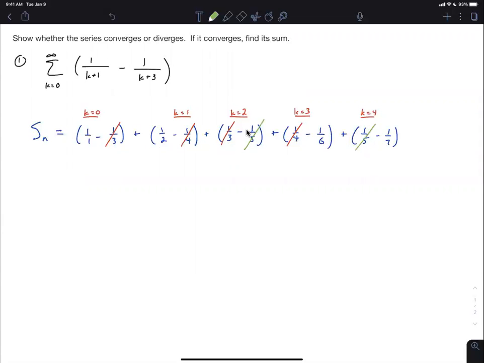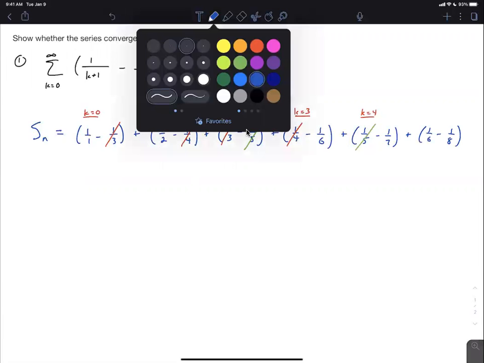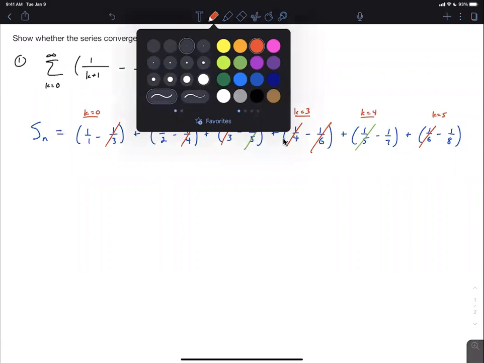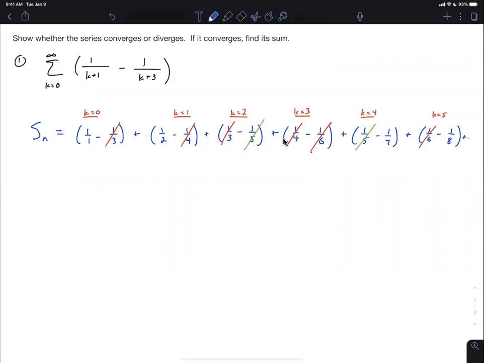So I'm going to extend this one more term. If I go to k equals 5, then I get 1/6 minus 1/8. And now, okay, so that's k equals 5. And now the 1/6 is canceled. And now the entire k equals 3 term is gone. Does everybody see that? Everybody see what's going on? Okay, so it seems like everything's going to cancel out.